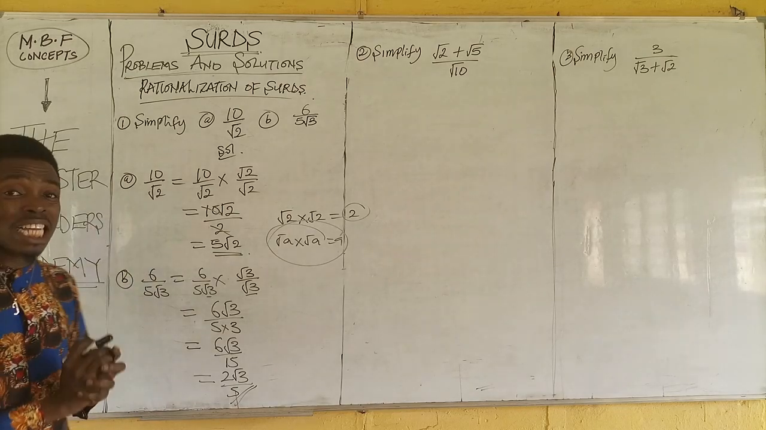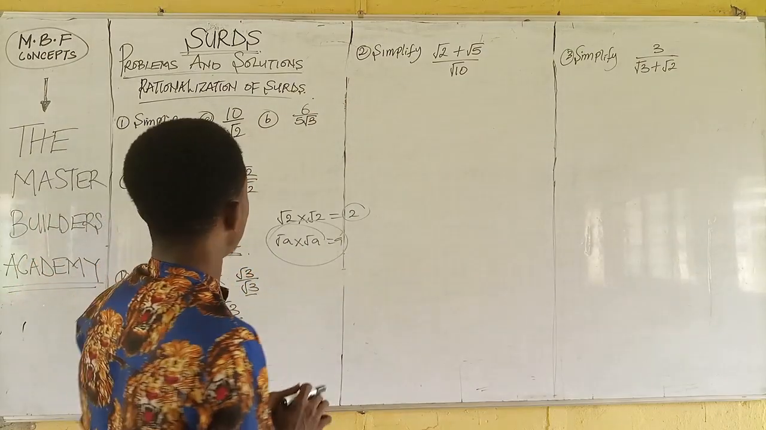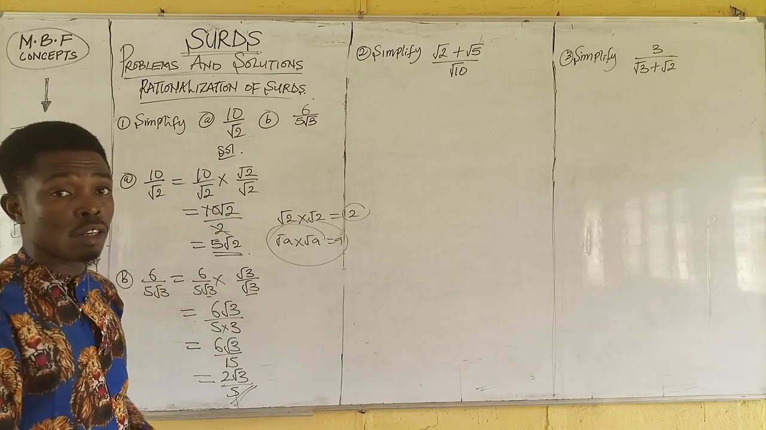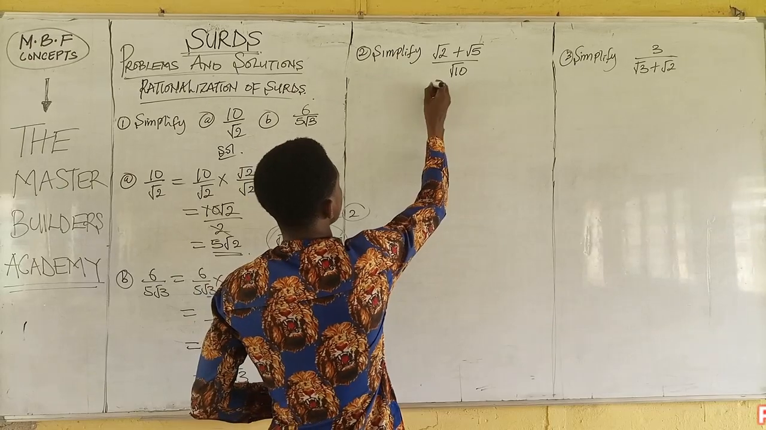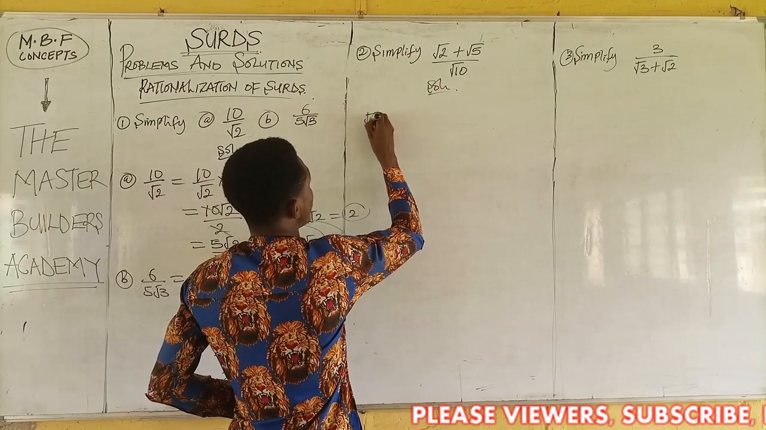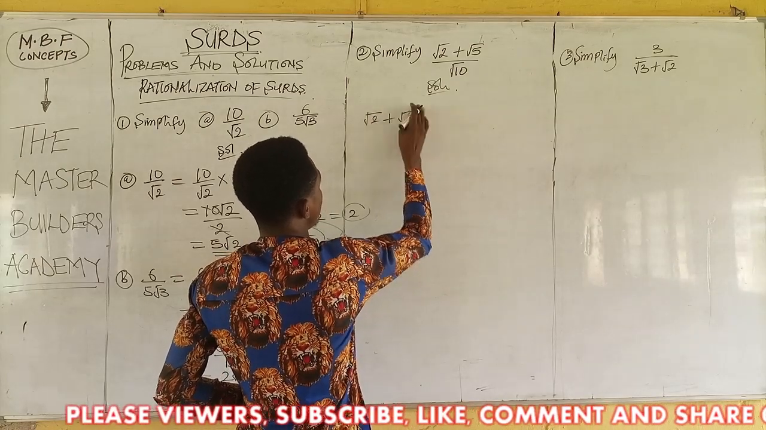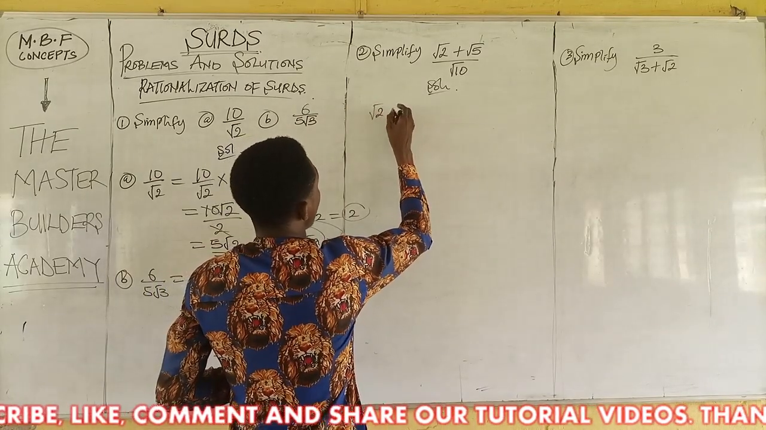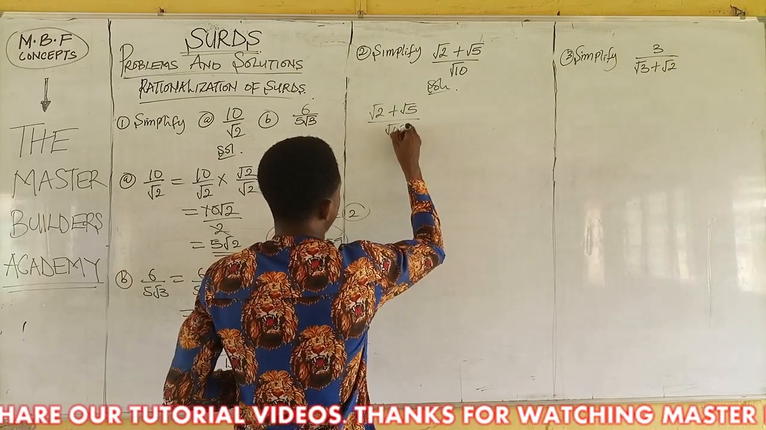So this is the simple aspect of rationalization. Also, we have question number 2 on the board. Now, in this question number 2, don't forget we are dealing with rationalization of sort. Now, at this point, what do we do here? It's the same thing we are going to do. We put down our solution, then have root 5 plus root 2. Now, at this point, we have root 2 plus root 5 all over root 10.